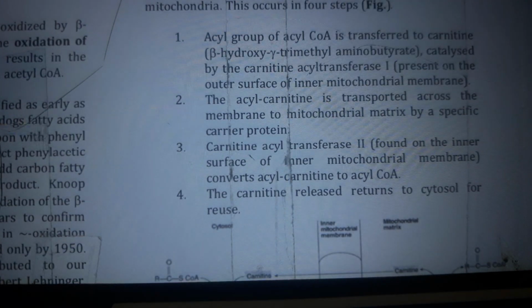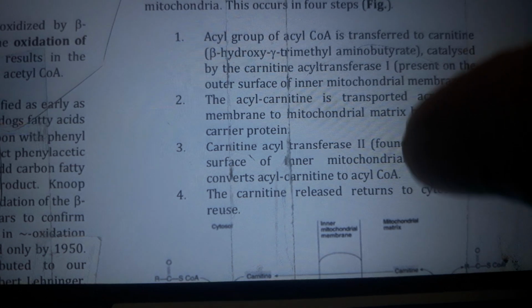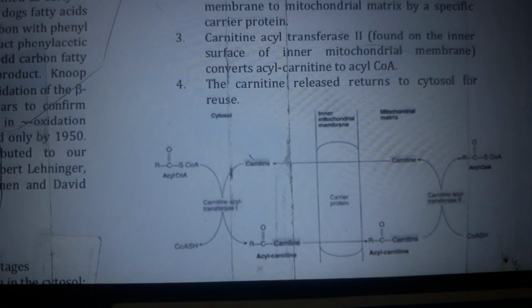Transport of acyl-CoA into mitochondria. The inner mitochondrial membrane is impermeable to fatty acids. A specialized carnitine carrier system operates to transport activated fatty acids from cytosol to the mitochondria. This occurs in 4 steps. The acyl group of acyl-CoA is transferred to carnitine, beta-hydroxy gamma-trimethylaminobutyrate, catalyzed by carnitine acyltransferase 1, present on the outer surface of inner mitochondrial membrane.